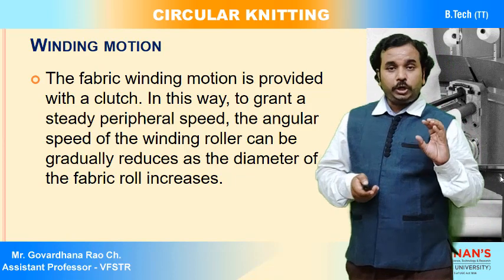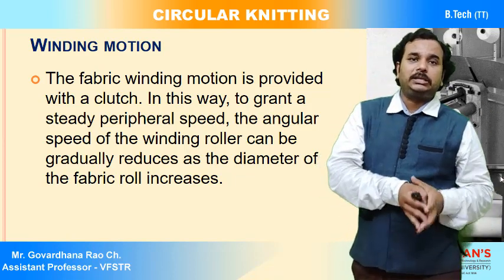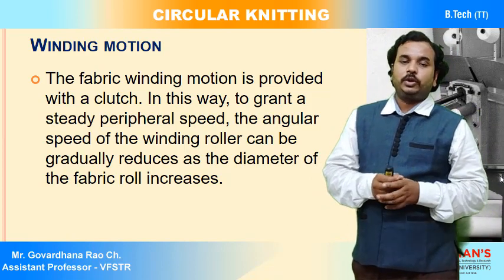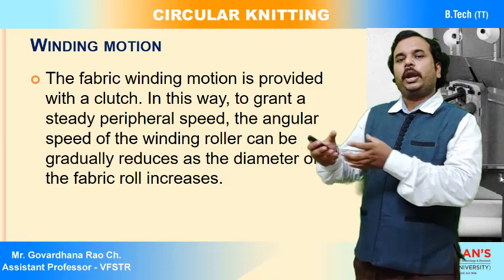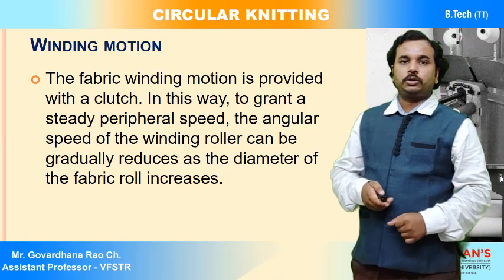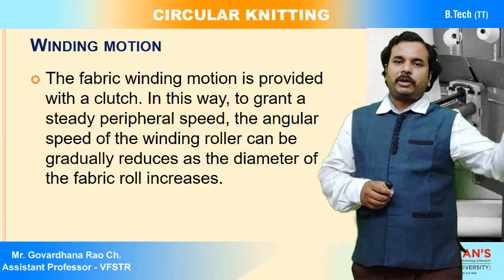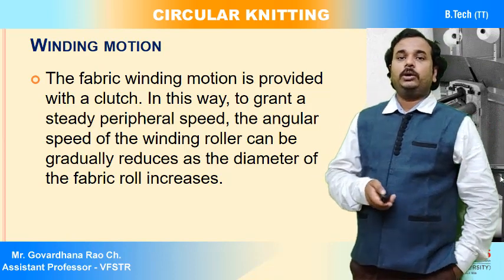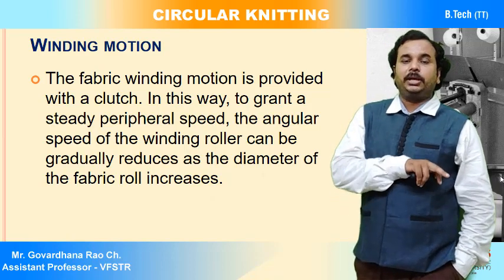Okay, so we need to reduce it when the cloth or fabric roller diameter is increasing. We need to reduce the revolutions per minute of the winding roller, so that you can maintain uniform fabric withdrawal from the knitting zone as well as from the takedown mechanism. Okay, so that there should not be any stretch in the fabric.